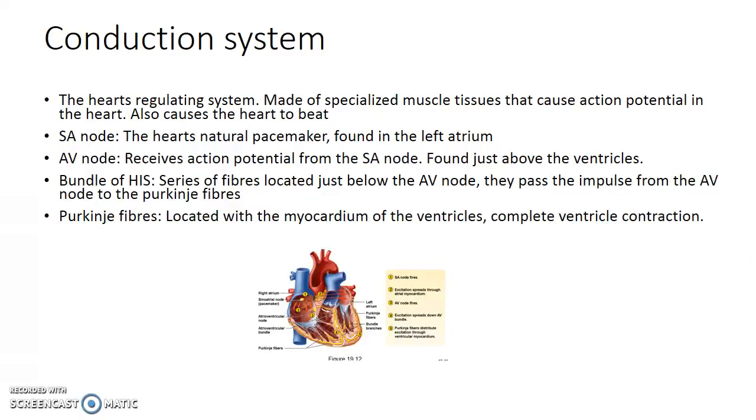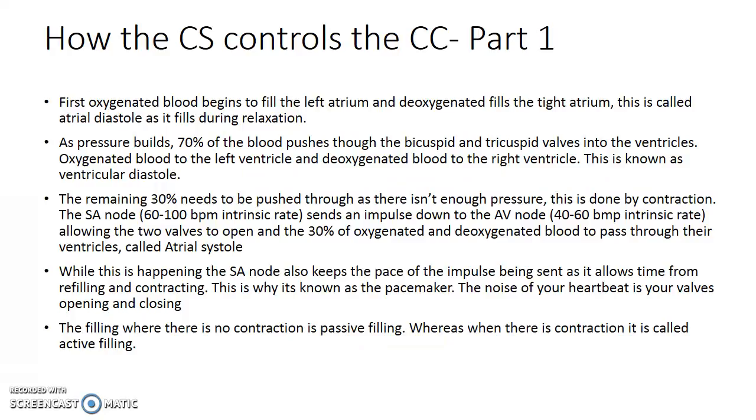So the conduction system. The heart's regulating system, which is made out of specialised muscle tissues that cause action potential in the heart. This also causes the heart to beat. You've got the SA node, which is the heart's natural pacemaker, down in the left atrium, and the AV node, which receives action potential from the SA node, which is found just above the ventricles. The bundle of His, which is a series of fibres located just below the AV node, passes the impulses from the AV node to the Purkinje fibres, and the Purkinje fibres located in the myocardium of the ventricles complete the ventricular contraction.